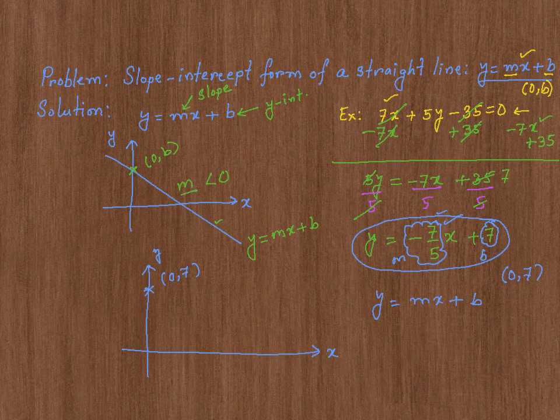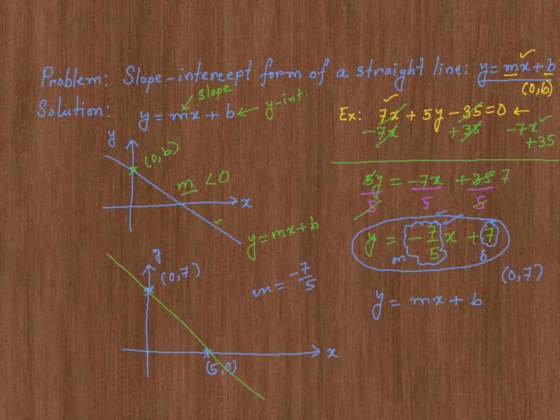So the slope is negative 7 over 5. So m is equal to negative 7 over 5. If we go from this point 7 units down, we are going to be right here. That means we are going to go 5 units to the right. So it's going to be (5, 0). So I have two distinct points, and I can connect these 2 points to find the straight line. This is the sketch of the straight line.